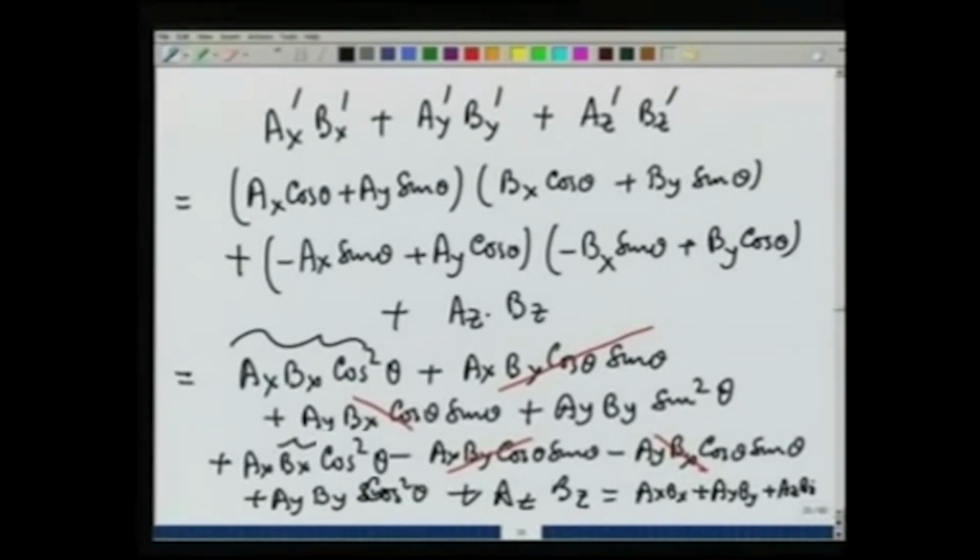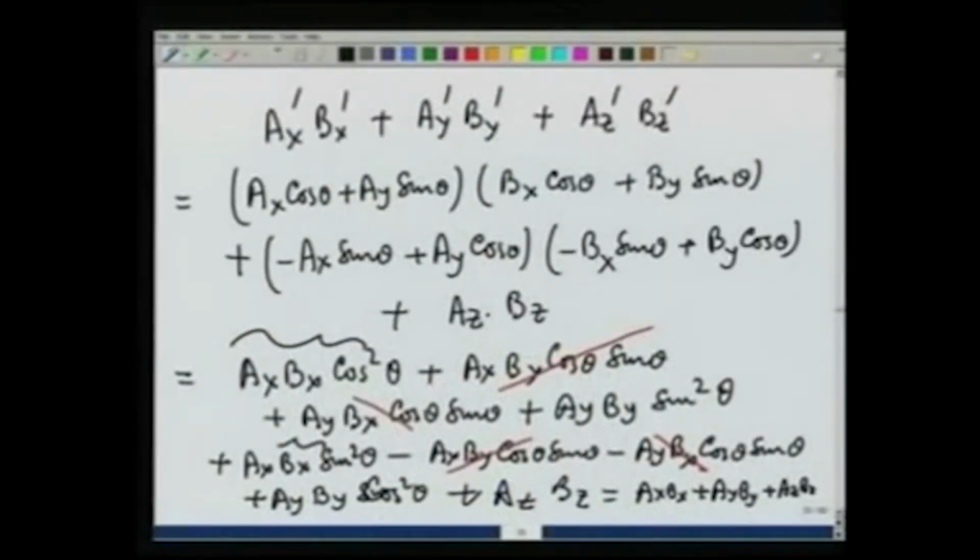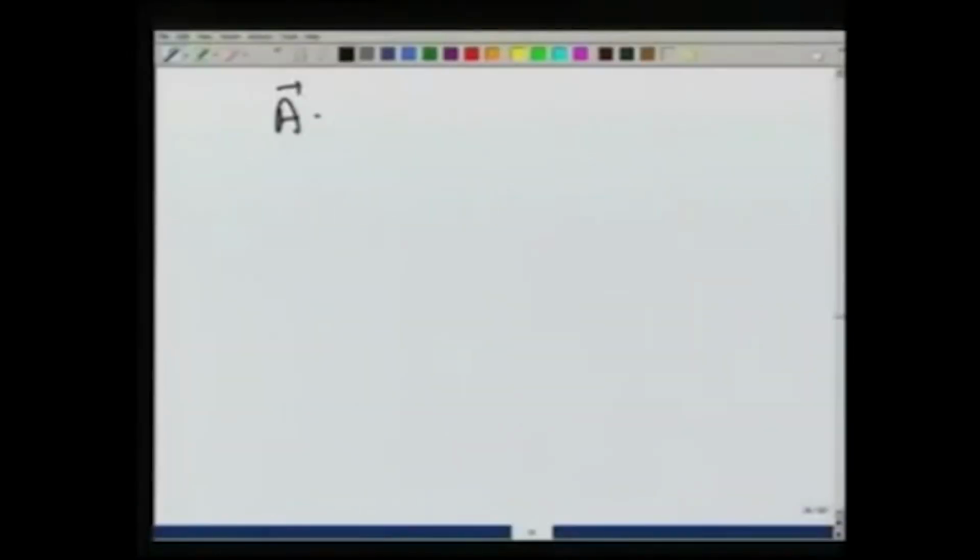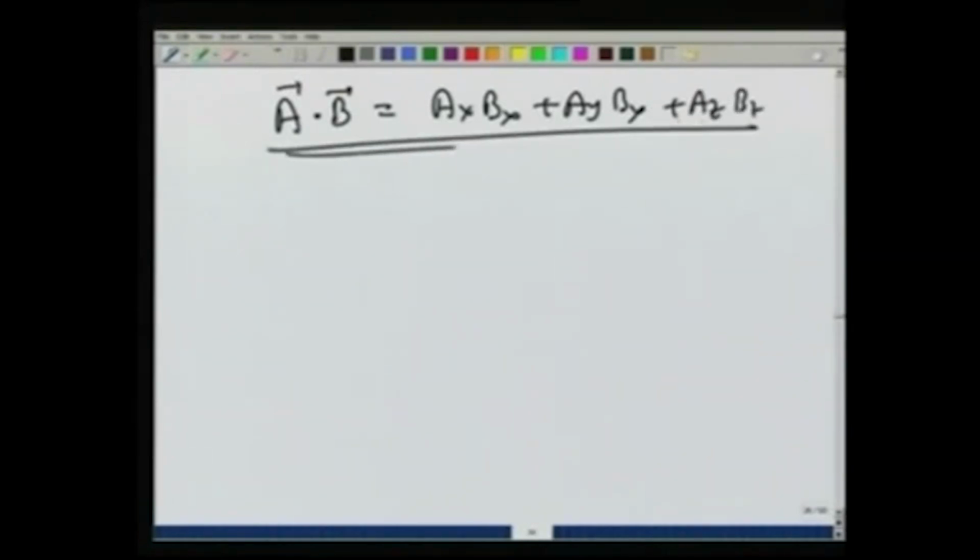So, what I showed you just now by transforming the different components is that ax prime bx prime plus ay prime by prime plus az prime bz prime, even under transformation, remains the same as ax bx plus ay by plus az bz, and therefore, this is a scalar quantity, and that is precisely why we take this particular combination ax bx plus ay by plus az bz and call this a scalar product.